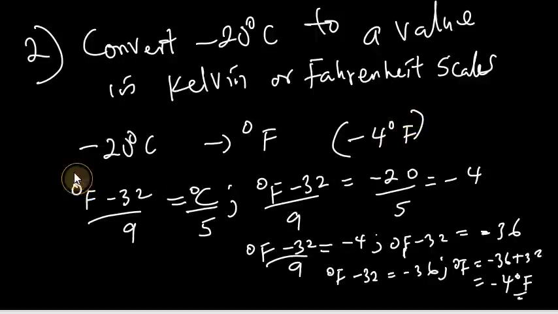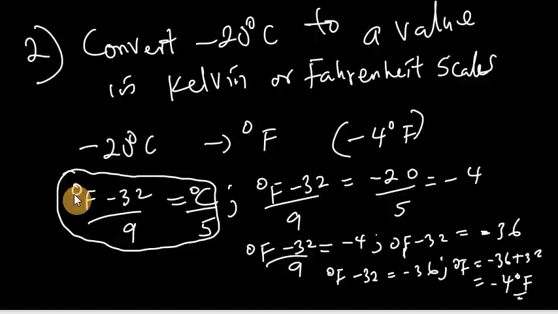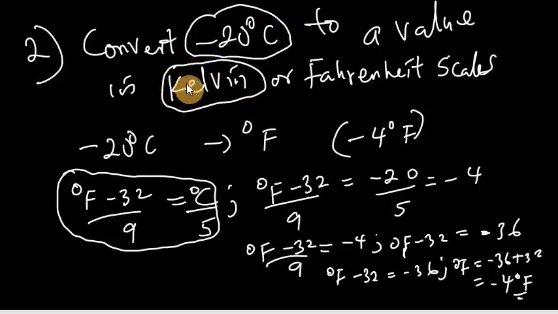So using this formula, let us now see how we can convert degrees Celsius to a value in Kelvin. What we want to find now is to convert this minus 20 degrees Celsius to a value in Kelvin. We have succeeded in converting it to degrees Fahrenheit, so we have to convert from degrees Celsius to Kelvin.